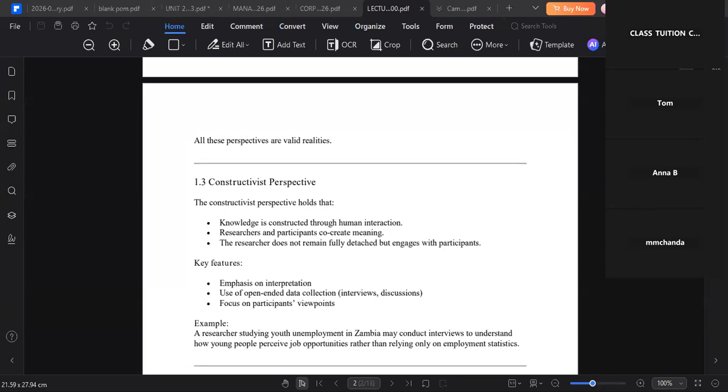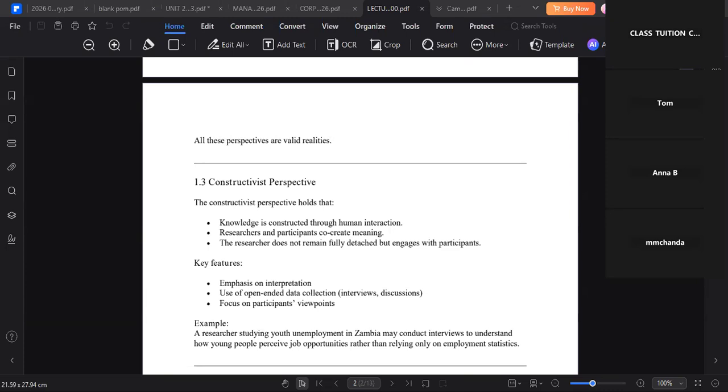The last but not the least assumption is that researcher engagement is very important. So here, the researcher does not remain distant or neutral. Instead, they actively engage with the participants. So these are the assumptions on which this approach is based.